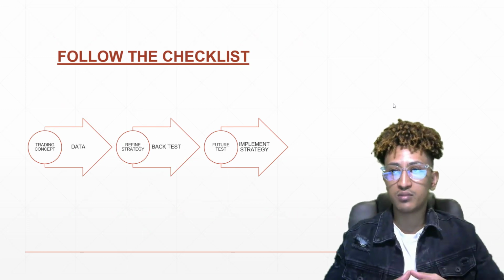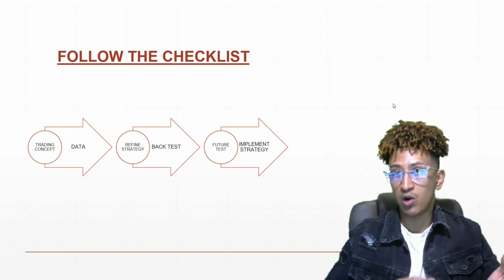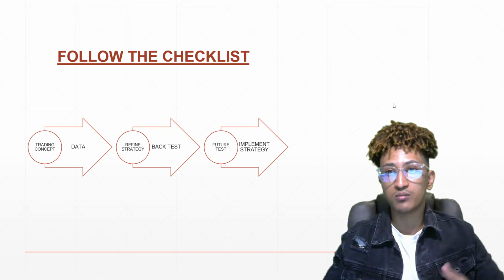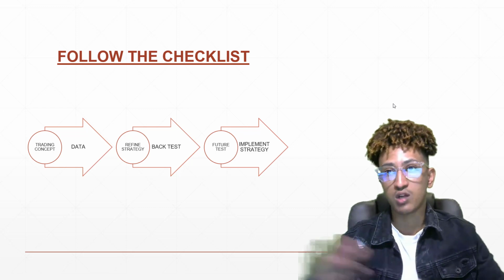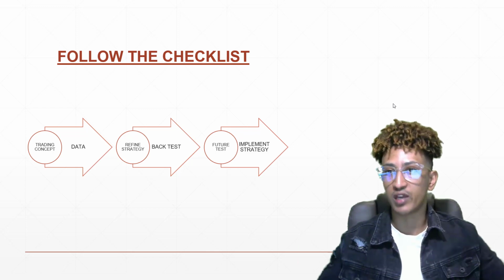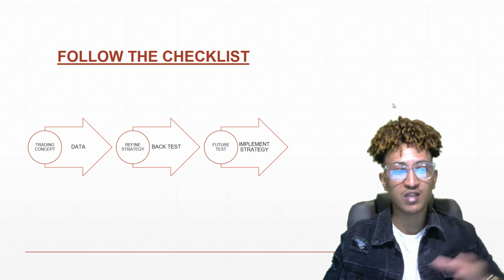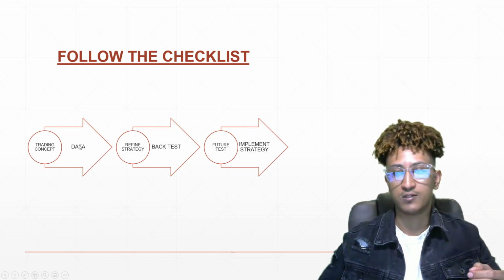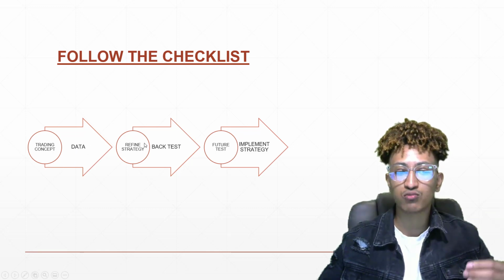You have a trading concept. A trading concept could be that you've seen someone execute a trade in a particular way and you want to use that, or you did Ross's course or whatever, and you have an idea of what a pre-market breakout is. So you have that trading concept, and then you want to collect data on it. Once you collect data on it, refine it.